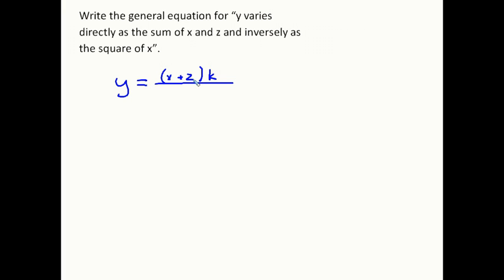And inversely as the square of x. So that means that part's going to go in the denominator because it's inversely, and so that's just over the square of x, which we write as x squared. And that's the general equation. So those are variation problems. You can now work with direct variation, inverse variation, and joint or combined variation.